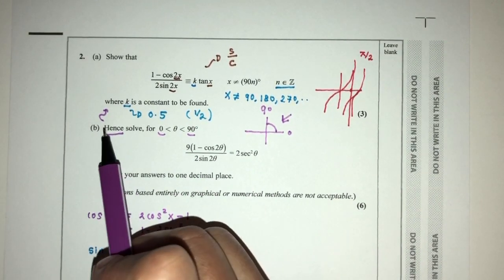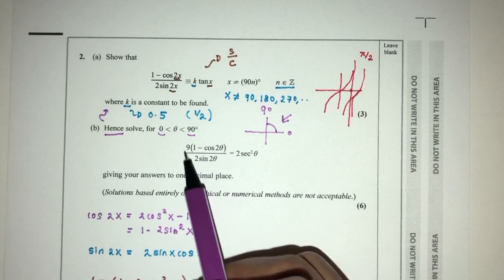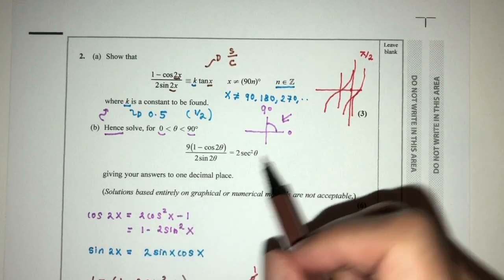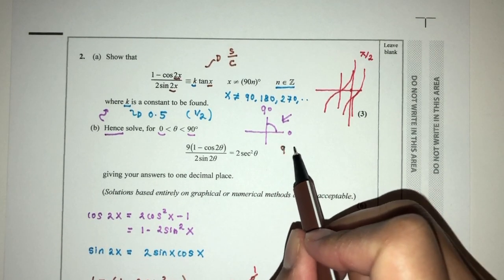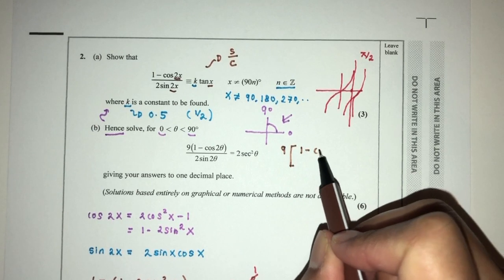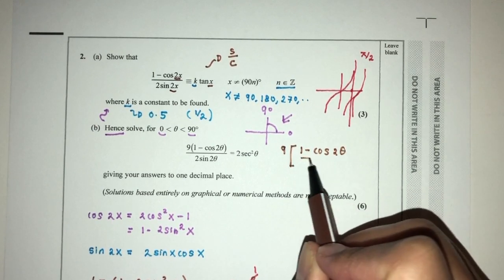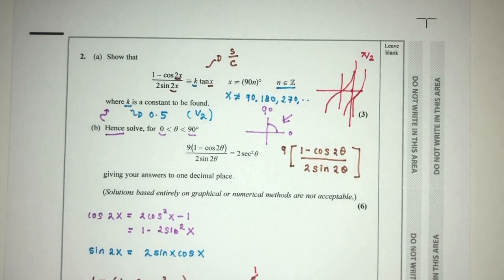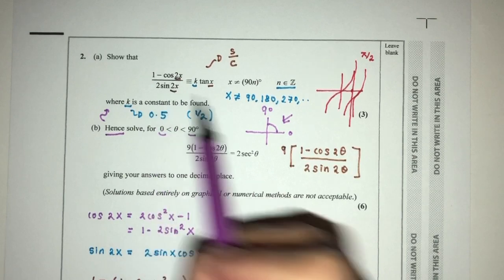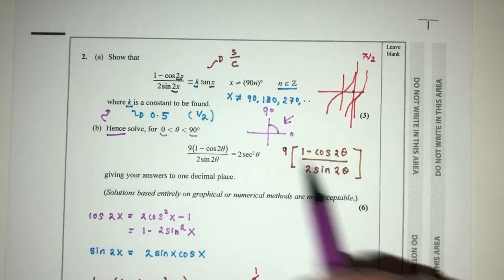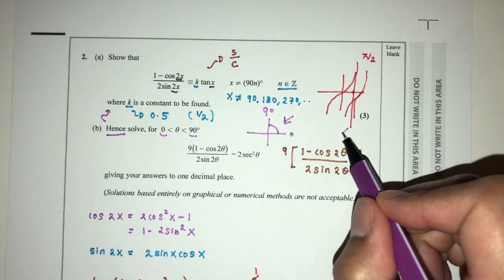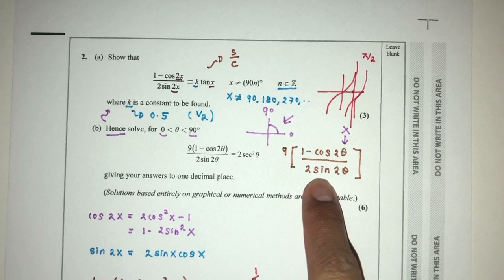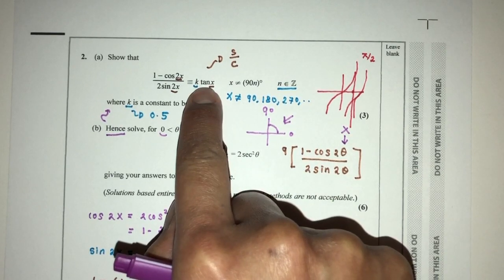Now, why does it say hence? If you observe, this one looks a lot like this one. Let's see, what do we have? So what happens if you take out the value of 9? Take the value of 9 outside. On the inside, we have 1 minus cos 2 theta over the value of 2 sine 2 theta. Now if you observe, this one is basically the same thing as this one. The only difference is here we have x replaced by theta. So we know that the inside value here becomes the same thing as this. Just replace x by theta.